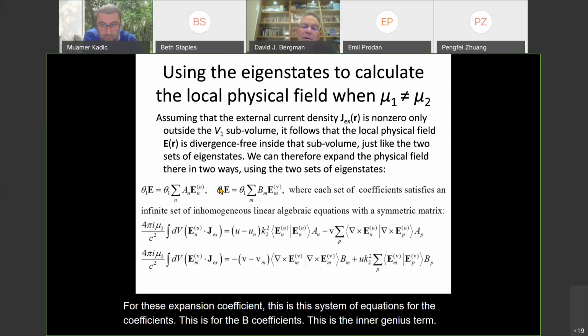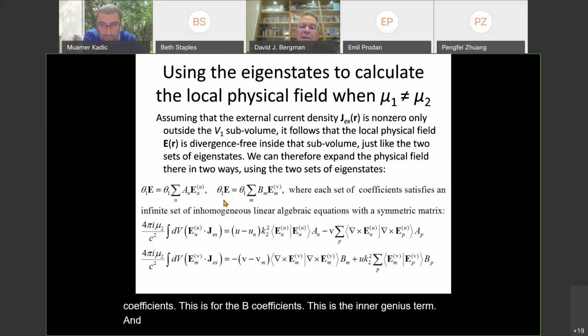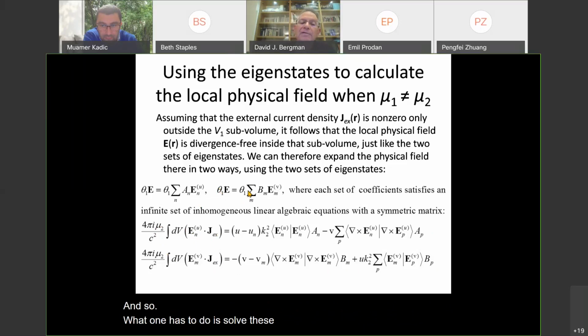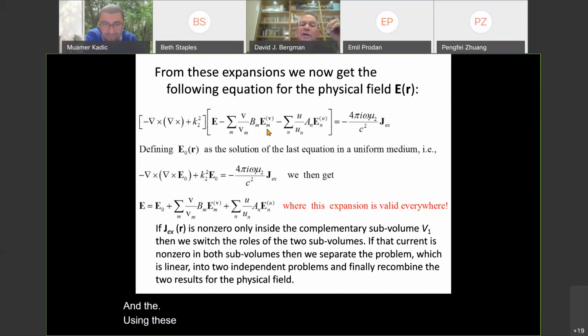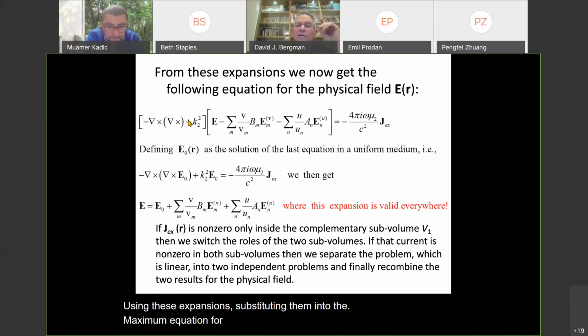And what one has to do is solve these equations. It's an infinite set of equations, but with a matrix which is infinite but discrete. And using these expansions, substituting them into the Maxwell equation for E, the second order partial differential equation, we get the following equation.